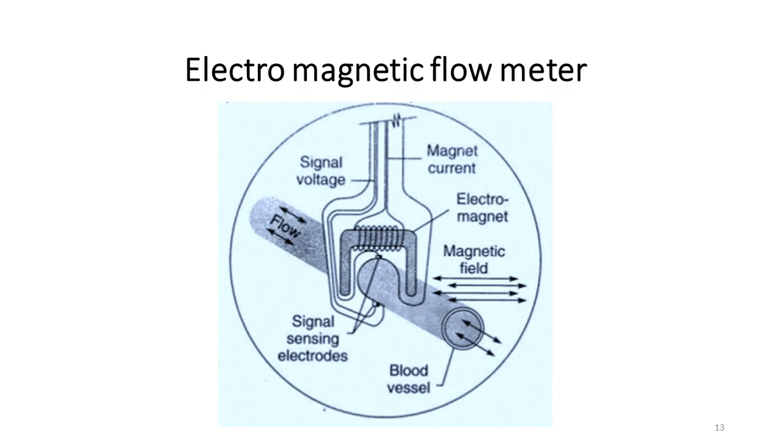Finally, we can find the flow. This is another figure of an electromagnetic flow meter. You can see the electromagnetic flow meter is U-shaped, and it goes around the vessel and produces a magnetic field, and by producing the magnetic field we can find the voltage, and by assessing the voltage we can reach the blood flow in that vessel.